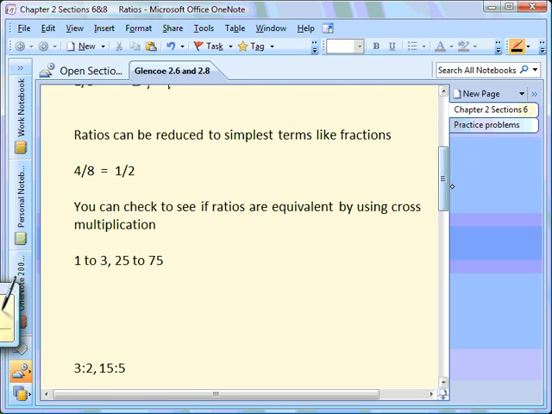Another thing to know about ratios is that they can be reduced just like fractions. We can write them in fraction form, so we can reduce them the same way as we do a regular fraction. So for example, if we have 6 over 12 and we want to reduce that like we would a fraction, we can divide both the numerator and the denominator by 6. 6 divided by 6 is 1, and 12 divided by 6 is 2. So the ratio 6 over 12 in simplest form is 1 over 2.